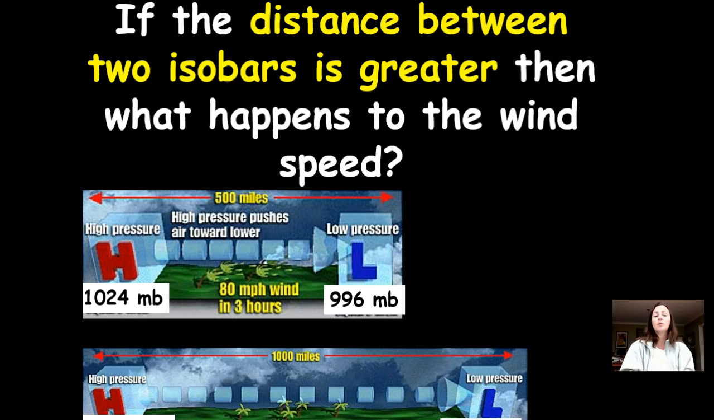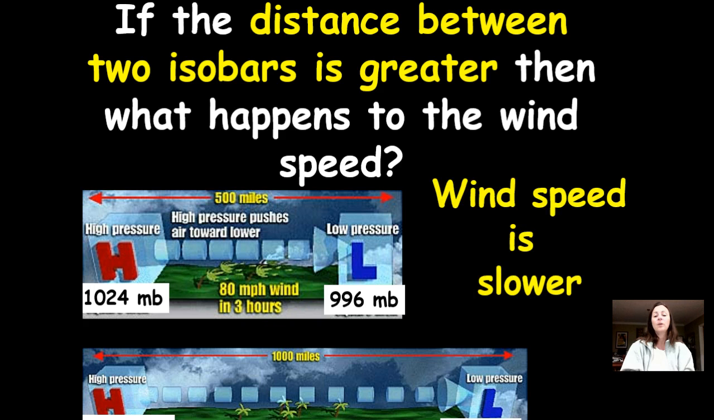So if the distance between two isobars is greater, then what happens to the wind speed? The wind speed will be slower.